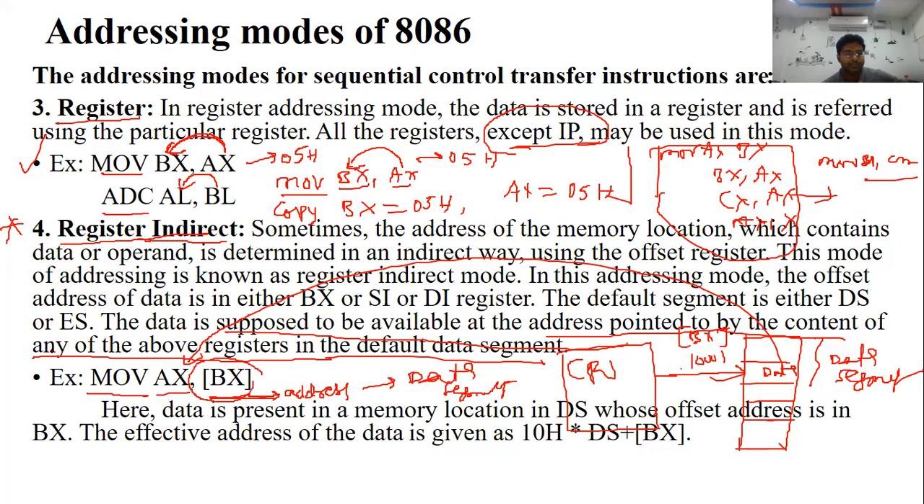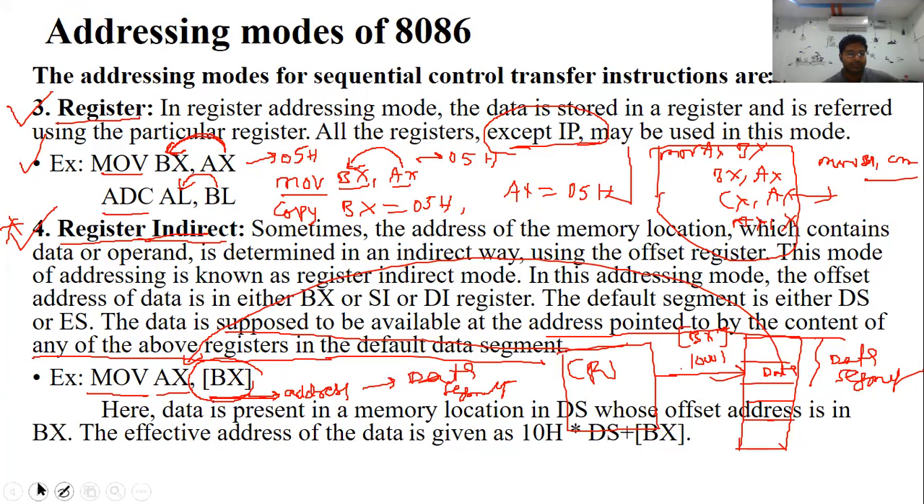The only difference between this third addressing mode and the fourth addressing mode is that both are the same, but here we are representing BX in the brackets. That means an address location. Whenever you represent anything in the brackets, that represents the address. So BX's address is stored in the data segment. It goes to that address location, and whatever data is present there is copied to the AX. So indirectly.